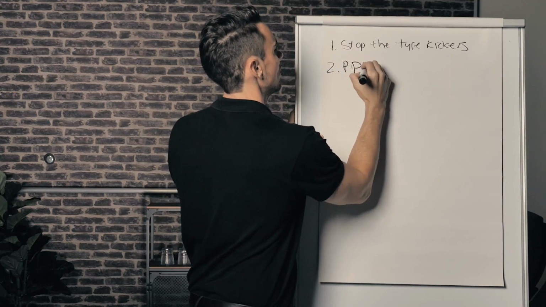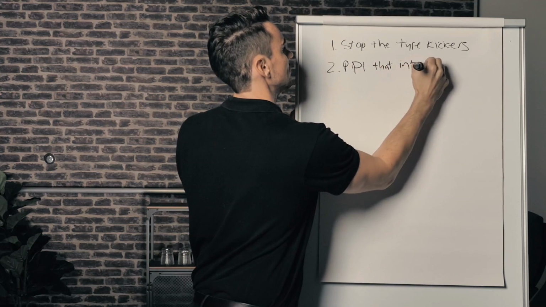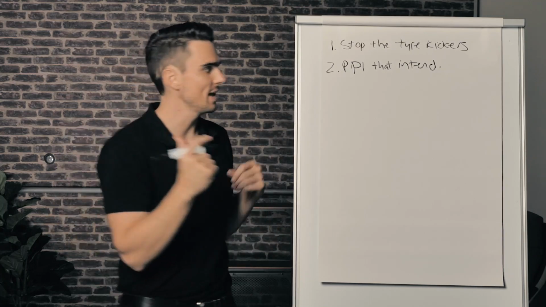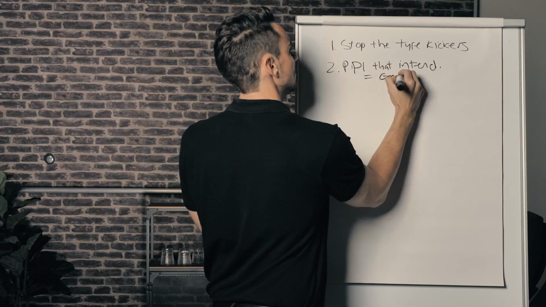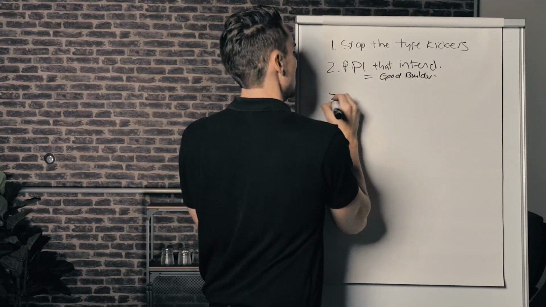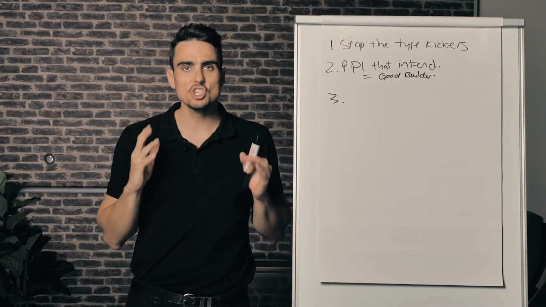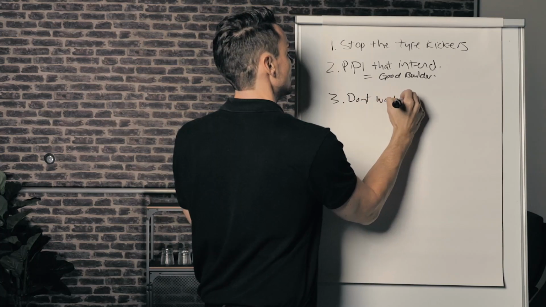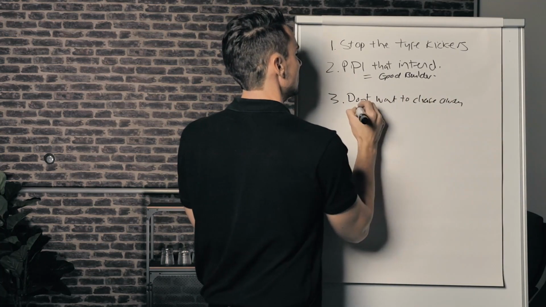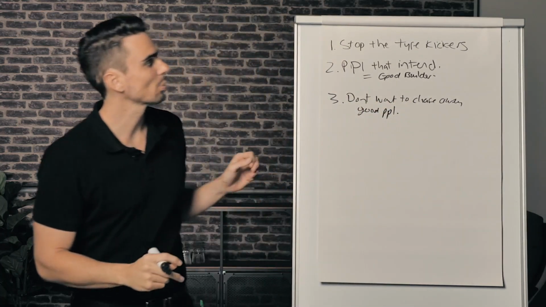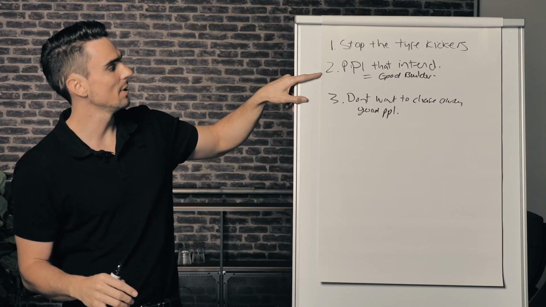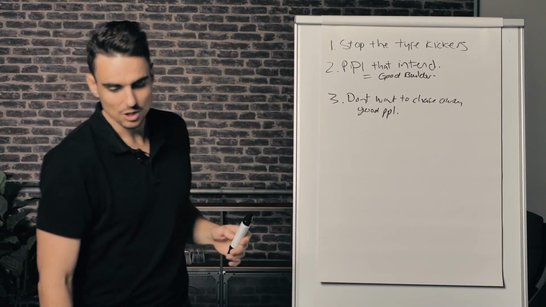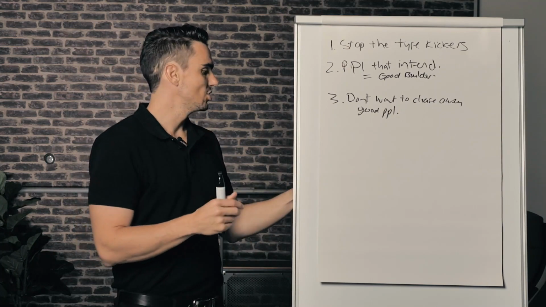People that intend to build with you, that you are a good builder, you provide awesome value, and that you're an expert. So equals good builder. And number three is, again, we don't want to chase away good people. So number one, it'll stop the tire kickers. It will bring in those people that intend to build with you, and we don't want to chase away those other people. So the best way to do this is to really nurture the relationship.